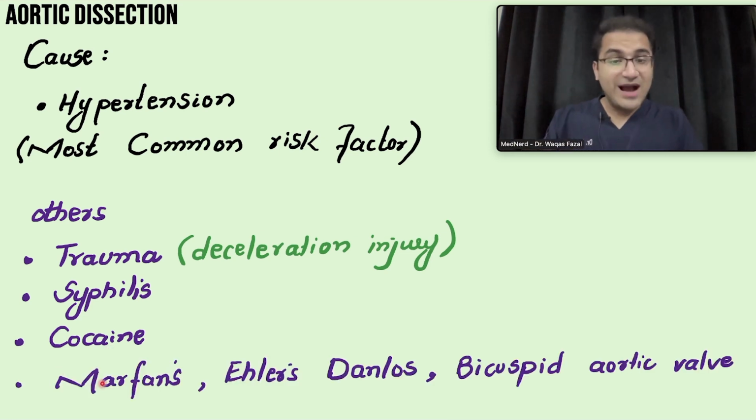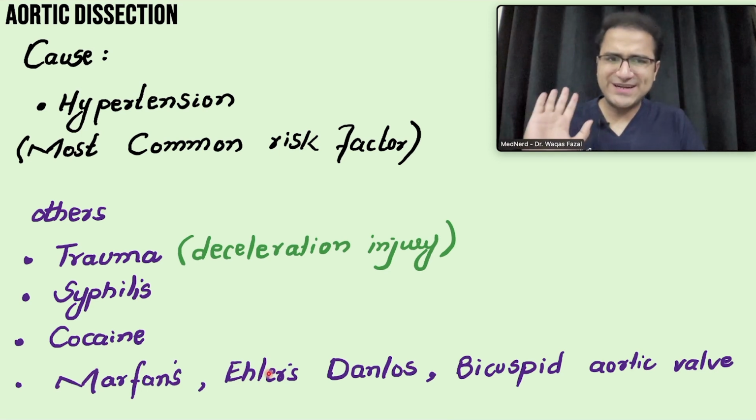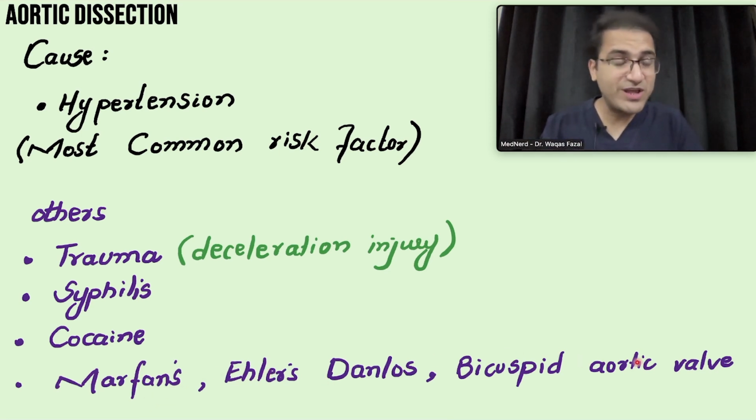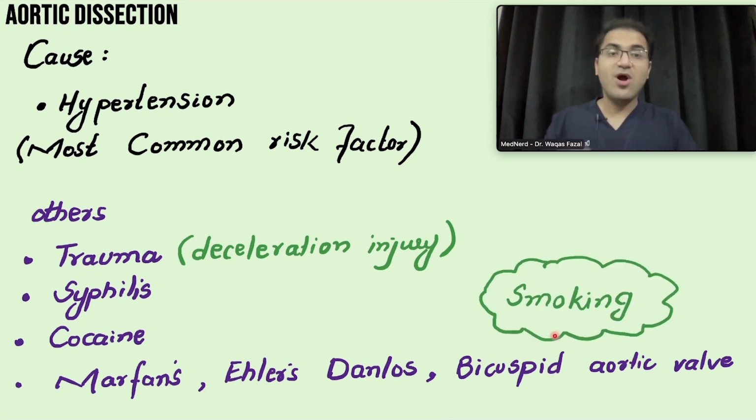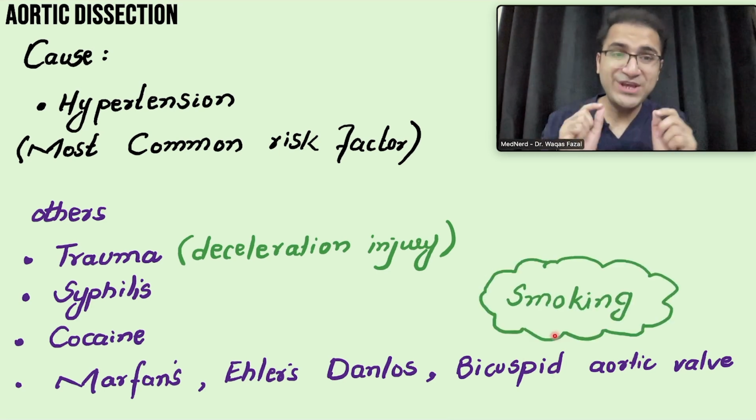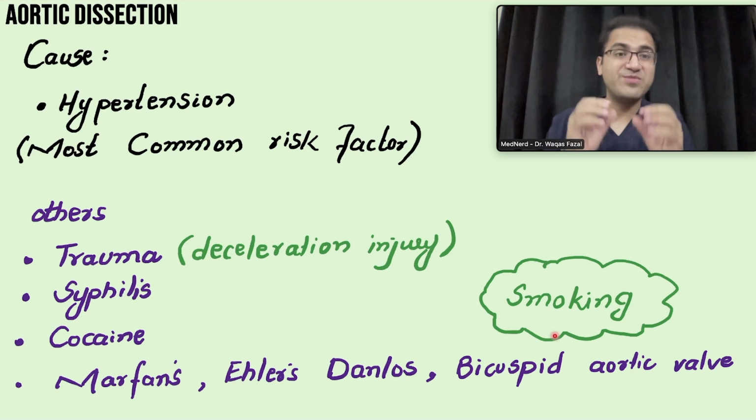Other than that, if a young patient comes to you with aortic dissection, always think of a connective tissue problem like Marfan syndrome, Ehlers-Danlos, and bicuspid aortic valve in Turner syndrome. Always remember, smoking is a very huge risk factor for aortic dissection because smoking damages the tunica intima of the vessel.